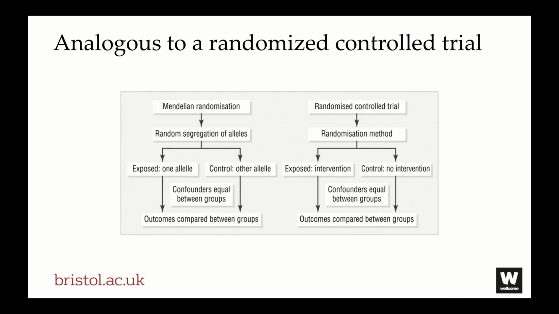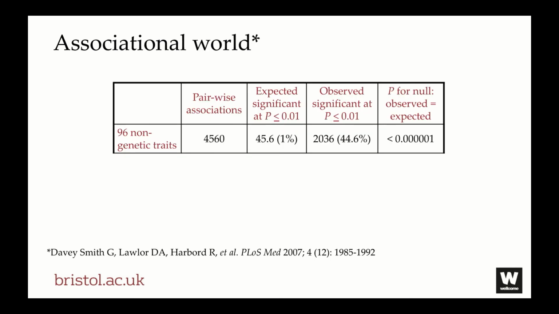And just to come back to this idea of equal confounder distribution, there was a really nice paper, about 10 years ago now, that looked at the relationship between various confounding factors and genetic variation. This is a paper by Debbie Lawlor and George Davey Smith. They looked at the pairwise correlations or associations between genetic factors and non-genetic factors. We have 96 non-genetic factors here, things like education, smoking, socioeconomic position, alcohol intake. So they had just over 4,500 possible pairwise associations between those 96.